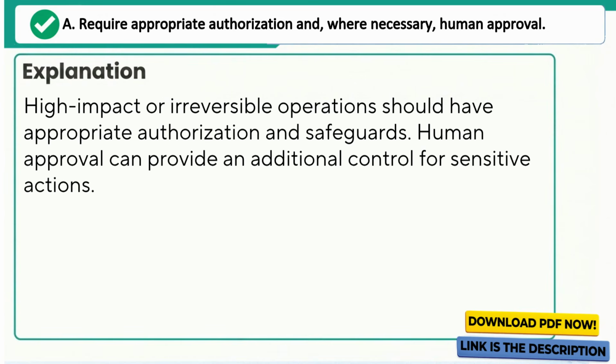Correct answer. A. Require appropriate authorization, and where necessary, human approval. Explanation. High-impact or irreversible operations should have appropriate authorization and safeguards. Human approval can provide an additional control for sensitive actions.